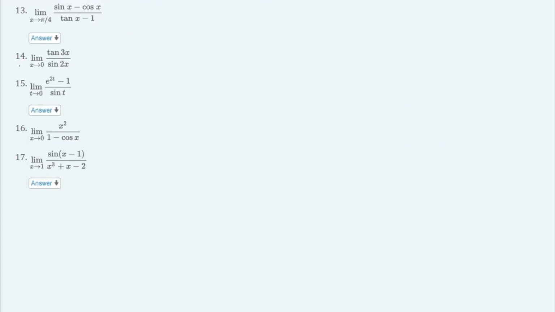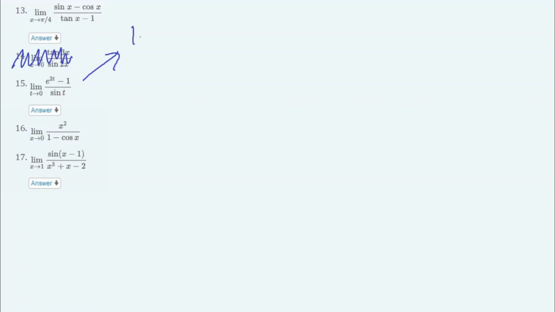All right, so now we're going to move on to number 15. We're going to skip number 14 because it's kind of the same thing as number 13, except you would do the same thing as at the start. You should break up tangent and then simplify this before you use L'Hospital's rule. So let's start with number 15.